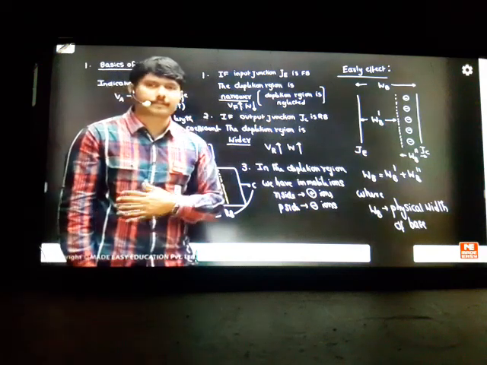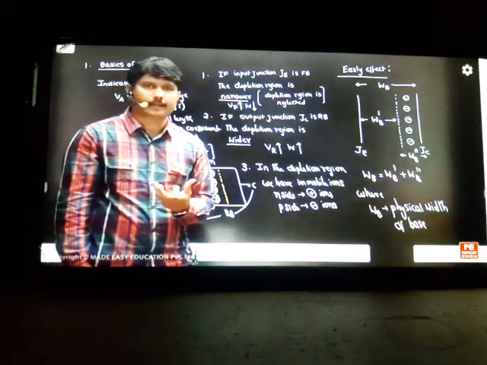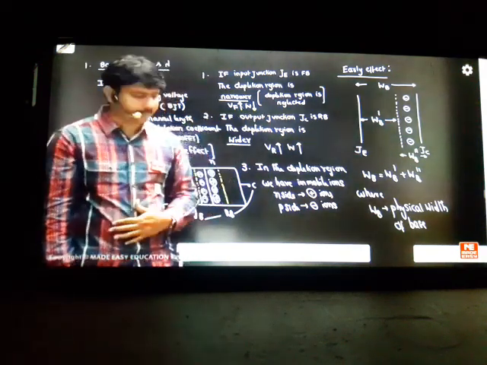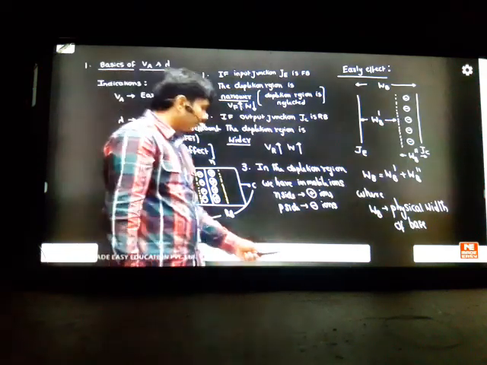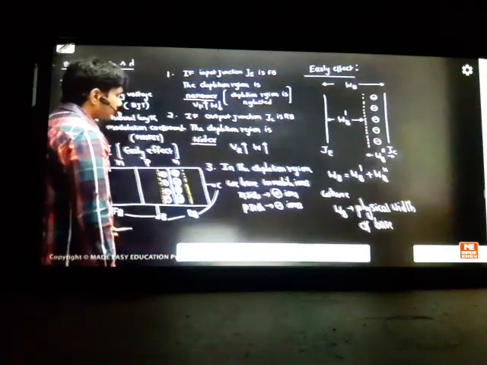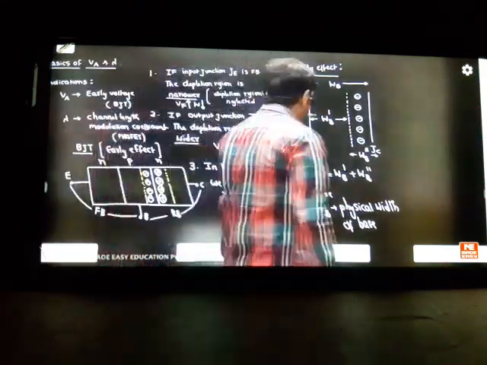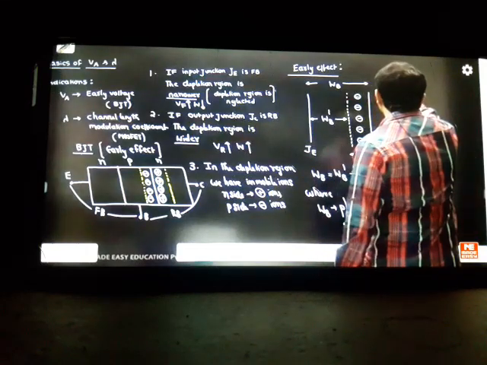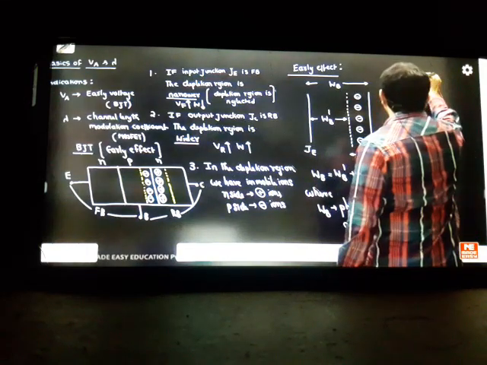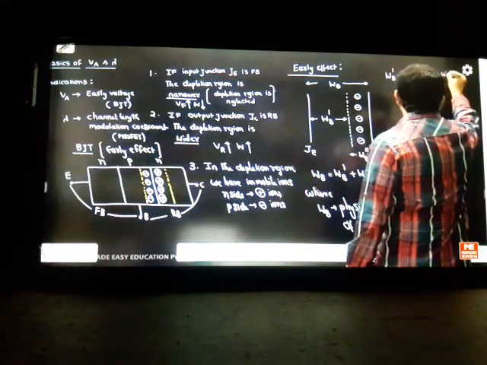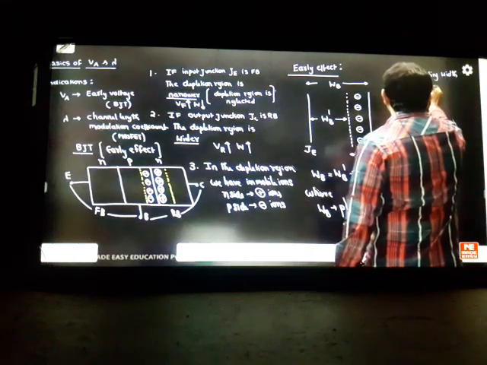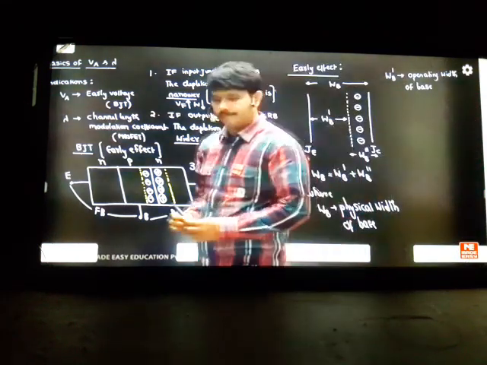Due to that, some graphical representation problems are coming. Whatever I represented in my graph, the output characteristic graph, varies slightly actually because of this mechanism. Let us see how it will vary. So WB is the physical width of base. Note down nicely the points, step by step I'm teaching. And what is WB dash? It is called the operating width of the base.